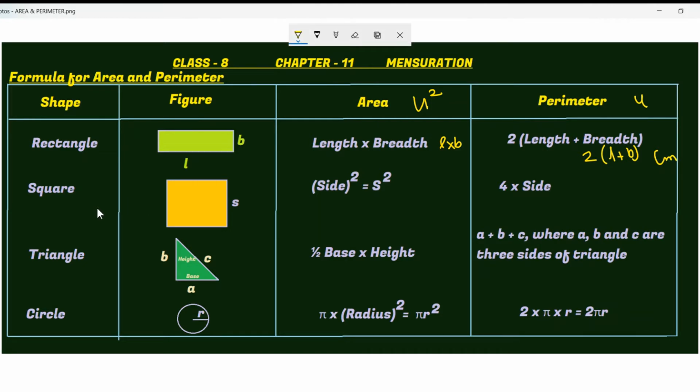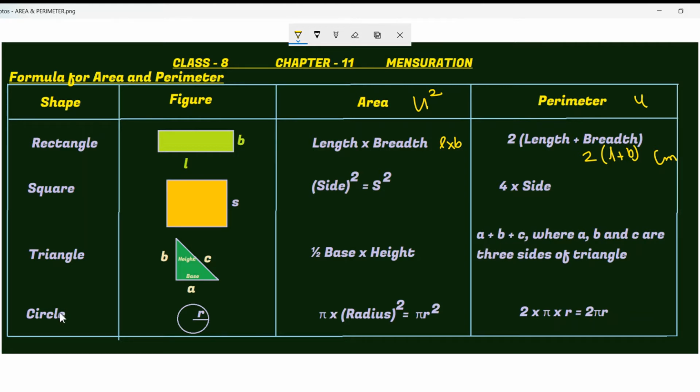Next for square, we know in square opposite sides are parallel and all the four sides are equal. So area is side into side, that is S square, because we have taken side as S. And perimeter is 4 into side. Next for triangle, the formula is half into base into height. This is base and this is height. So the formula is half into base into height, and perimeter is sum of all the sides. That means here all the sides are A, B, C. So perimeter is A plus B plus C.